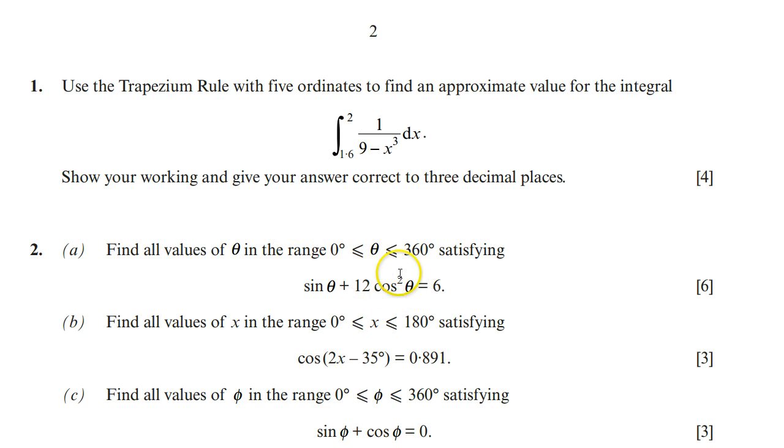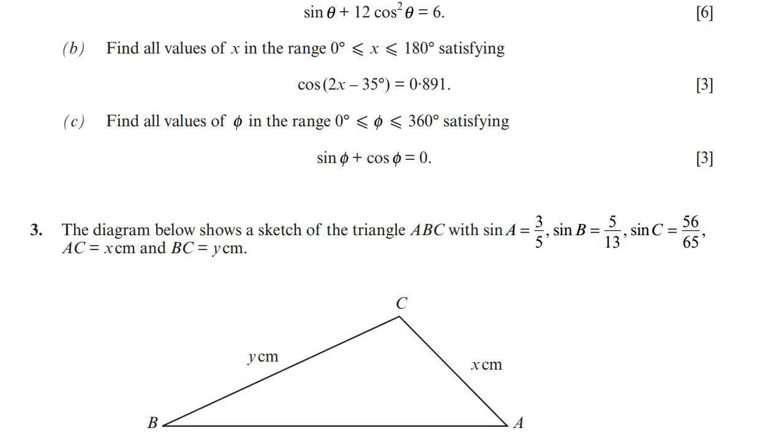Now question 2, find values in the range. So this trig equation, change that to 1 minus sine squared, and you'll get a quadratic in sine, so that seems fine. Fairly standard trig equation here as well. This, again, it's fairly standard for question 2. It's quite a big question, that question, isn't it?